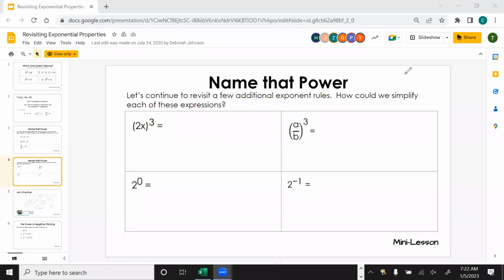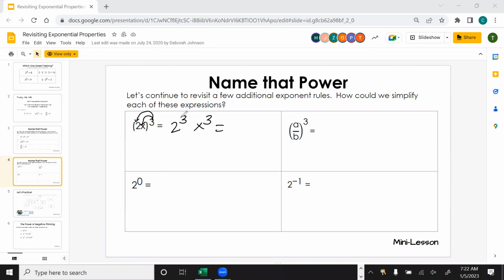Okay, so on this first one, we have 2x raised to the 3rd power. When you have parentheses around something, that means that you're going to take that 3 and raise that 2 to the 3rd power, and you're going to take that x and then raise it to the 3rd power. So it's going to look like this: 2 to the 3rd, x to the 3rd.